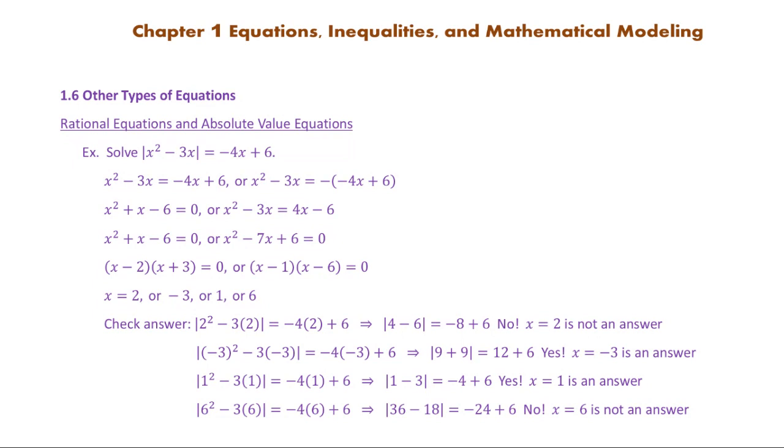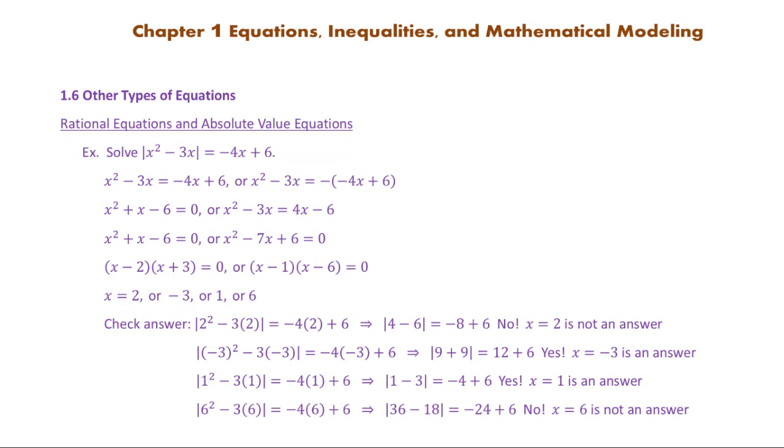But on the left, if you take the absolute value of 4 minus 6, you get the absolute value of negative 2, which is positive 2. So they're not the same. You get 2 equals negative 2, in other words. So that means x equal to 2 is not a solution of the original problem. Okay, and then check the next one, x equal to negative 3.